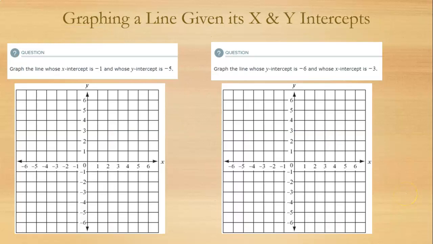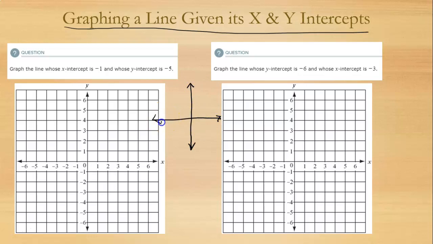Now, we use our x and y intercepts to graph. So new topic, graphing a line given its x and y intercepts. When you draw your own graphs on your notebook paper, you do not need to include all of the grids. When I make my own graphs on the board, I draw my axes, and then I just count off some hash marks. 1, 2, 3, 4, 5, 6.